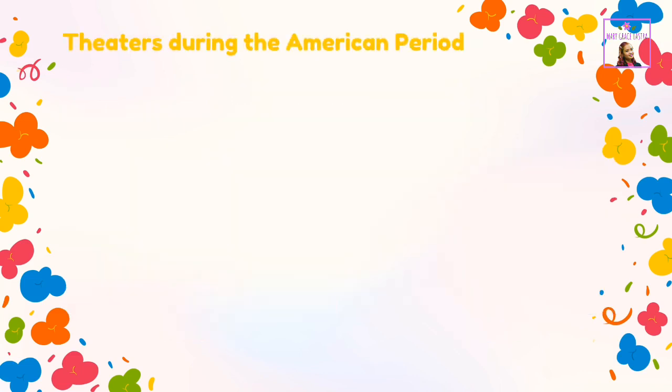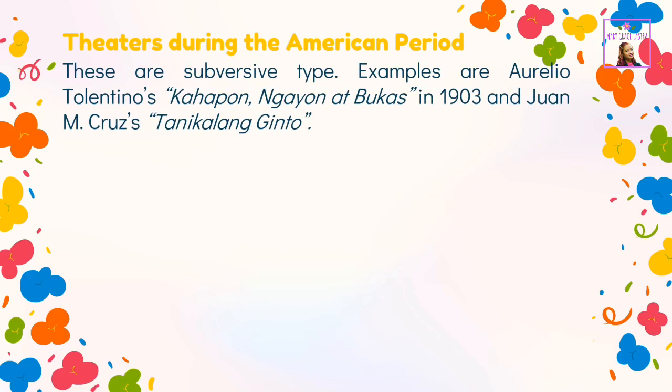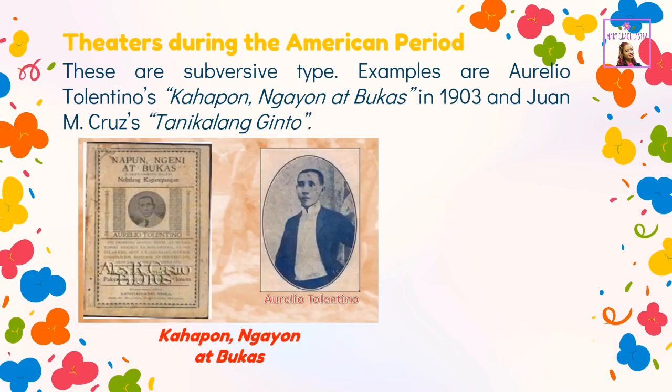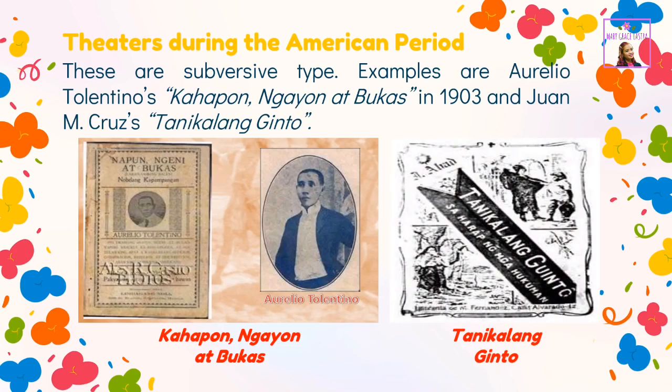Theaters during the American period. These are subversive type. Examples are Aurelio Tolentino's Kahapon, Ngayon at Bukas in 1903 and Juan M. Cruz's Tanikalang Ginto.